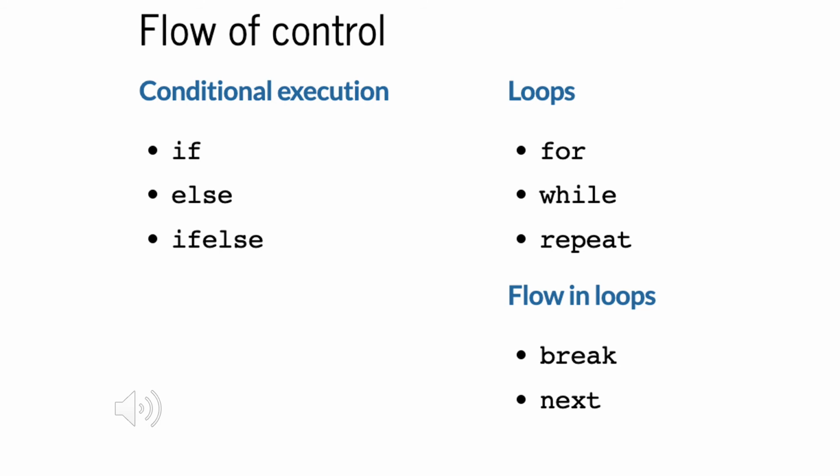We can do a for loop, which goes through a certain number of iterations. We can have a while loop that carries on going through the loop while a certain condition is satisfied. And we can repeat loops as well. For flow in loops, we can use the commands break and next in order to get out of loops or move on to the next iteration.